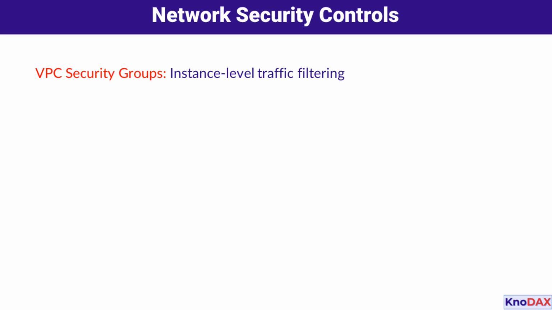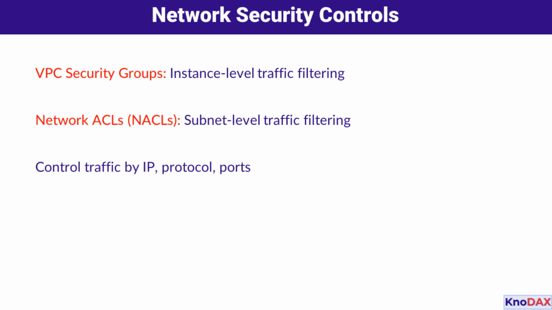Let's not forget about network security. VPC security groups act as virtual firewalls for instances, while network ACLs control traffic at the subnet level. Together, they let us define who can reach our applications based on IP addresses, protocols, and ports.